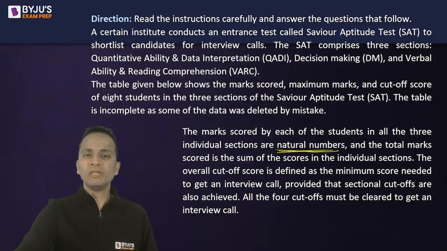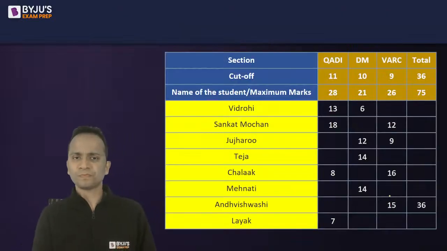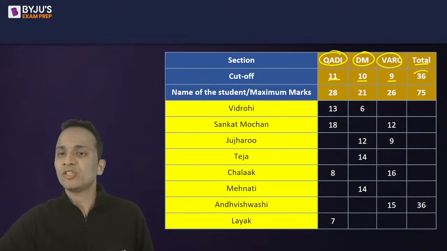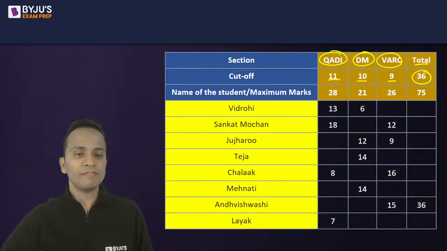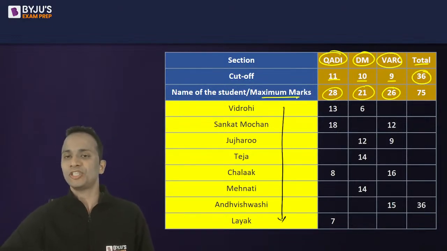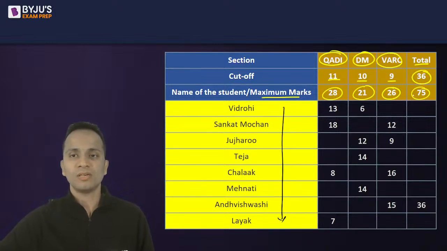I'll quickly show you the table, after which we'll have a look at the questions. So this is the entire table. There are three sections: QADI, DM, and VARC, and the total score. The cutoffs for each of these sections are given, as well as the total cutoff. The names of the students are given here. And here 28, 21, 26 is the maximum marks for each of these sections, 75 being the total. So different cutoffs for the three sections, and there is an overall cutoff as well.